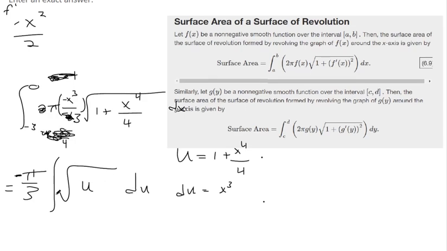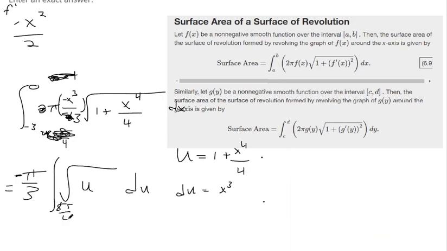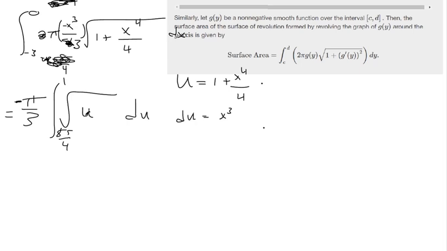So the whole thing becomes an integral of the square root of u. Now the limits of integration have changed. This -3 was referencing x. We need to have it referencing u. So if you plug in -3 for x, 3 to the 4th, that's positive 81 over 4, plus 4 over 4 makes 85 over 4. If you plug in 0 for x, you get out 1 for u. So just watch out for that when you make a u substitution. Got to change the limits of integration.